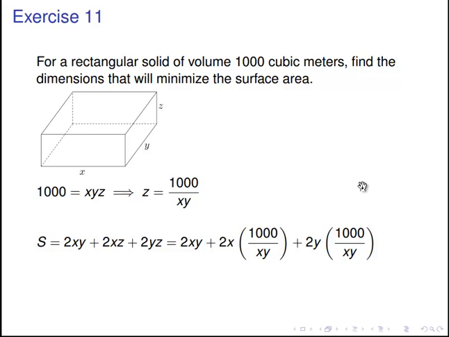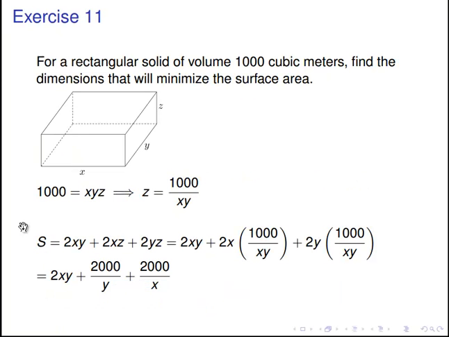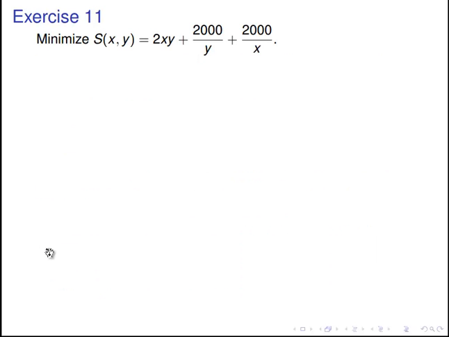We can multiply 2 by 1,000. And if we do that, we end up with 2xy plus 2,000 over y plus 2,000 over x. So our goal is to minimize this function, S, which gives us the surface area. And it's really now the same problem that we've been solving all along. Minimize a function of 2 variables given in the following way.